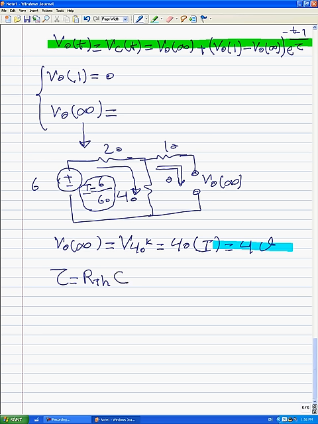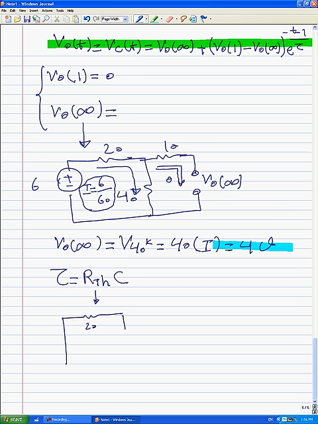And how can we find R Thevenin? R Thevenin is the equivalent resistance across the capacitor. And you know, in the Thevenin-Norton scheme, in order to find the equivalent resistance or Thevenin resistance, we should put zero instead of all of the sources. We have a voltage source here. The voltage source should be zero, changed to a short circuit.